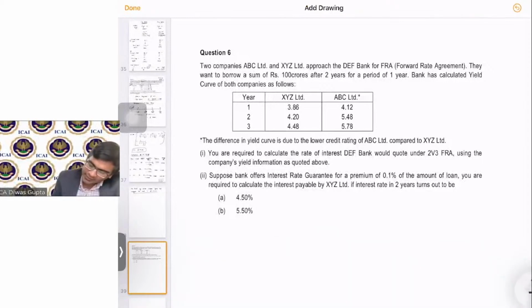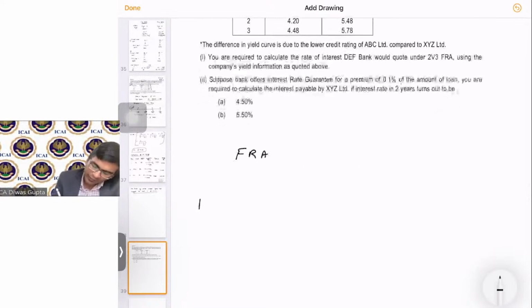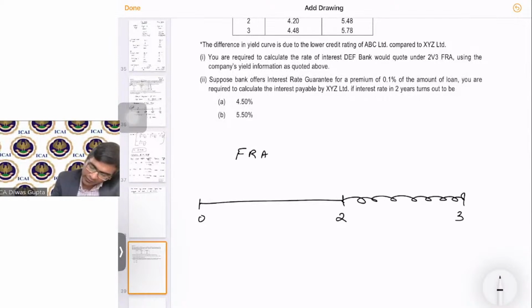What they are saying is, FRA, they are standing today. After 2 years, they want to borrow for 1 year. Duration is 1 year. So FRA is 2/3.